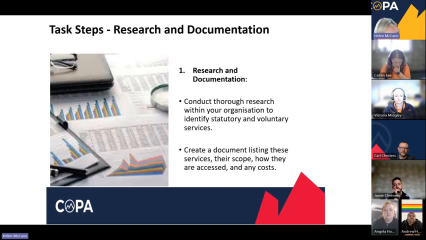So what you need to do is, step 1 is research and documentation. You're going to conduct thorough research within your organisation to identify statutory and voluntary services. And then you're going to create a document listing these services, their scope, and how they are accessed, and maybe any costs that they might have. So the more thorough you research and document, the better equipped you'll be to guide staff towards the right services.